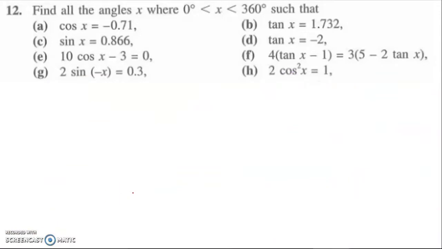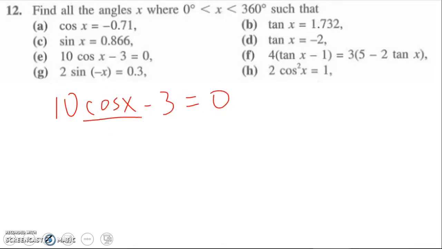Let's skip B. Let's skip C. Let's skip D as well, because they're all about the same. Let's go ahead and do E. Okay, so that is 10 cos x minus 3 is equal to 0.